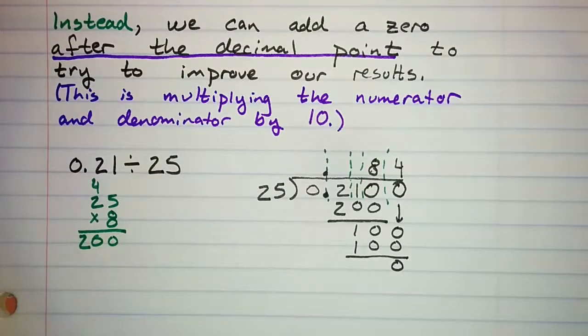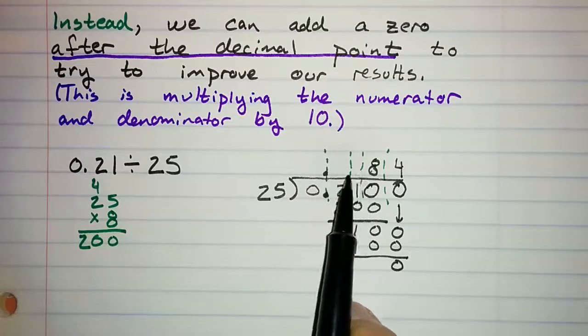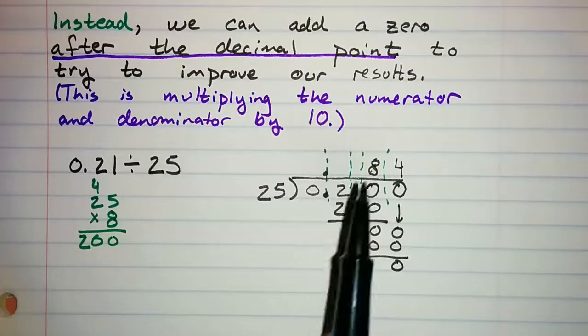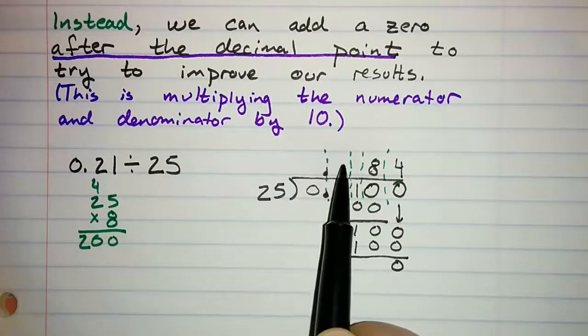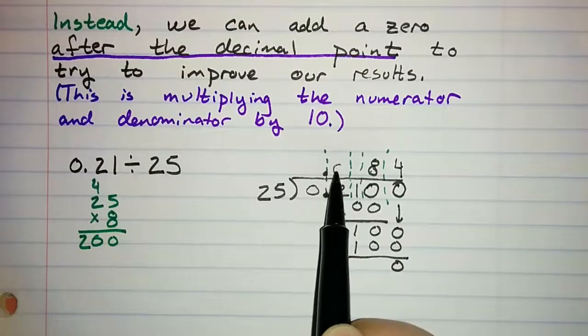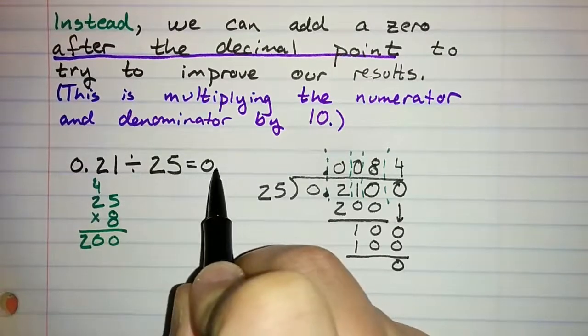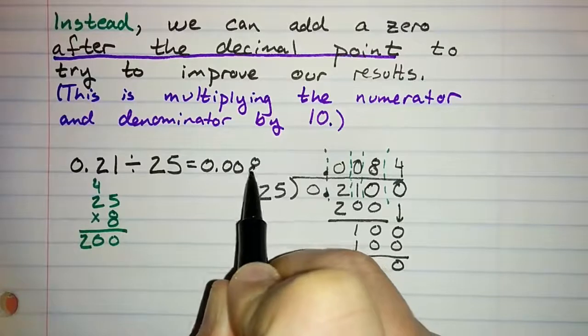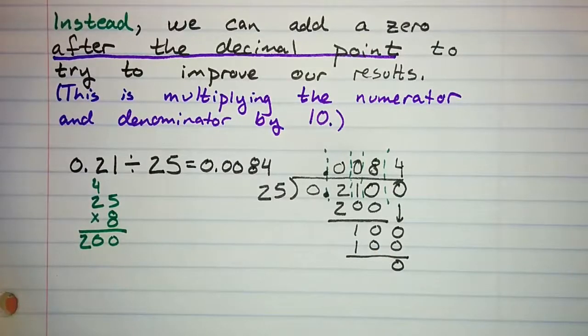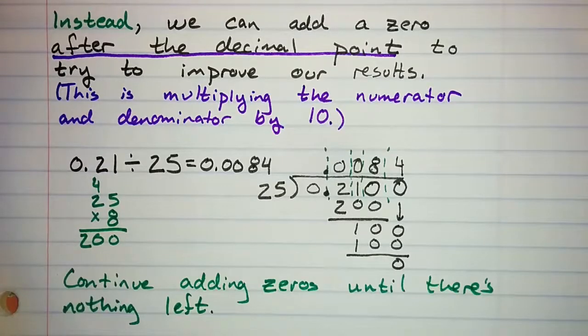Nothing left over. And now before I give my answer, I need to attend to the decimal places. I have my decimal point way over here, and nothing in these two places. So I'll need to write in zeros to hold them. So my answer is 0.0084. All right, I'm going to give you one of these to try. Remember, continue adding zeros until there's nothing left. Divide 14.3 by 8. Pause the video and try this now.